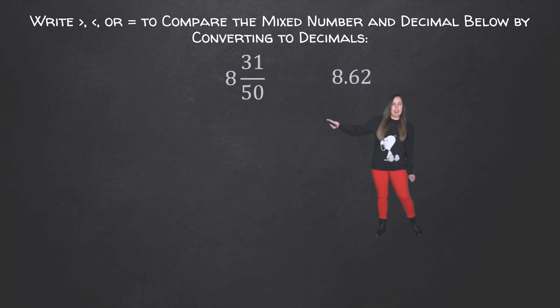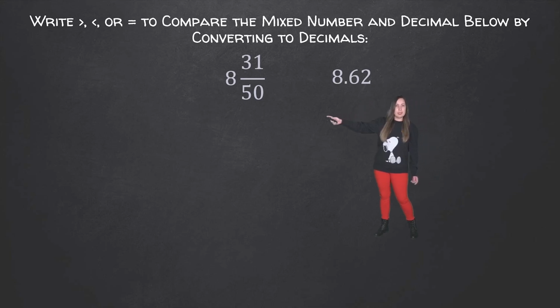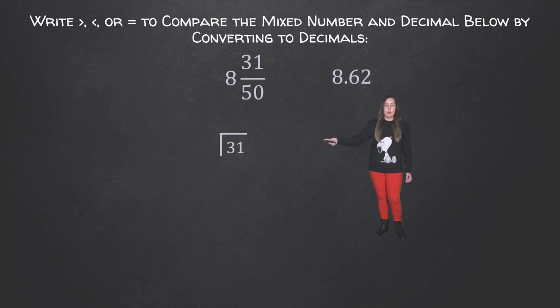So here we have 8 and 31 over 50 and 8 and 62/100. Now this one's already a decimal, so we're going to take our mixed number and convert it to a decimal. We're only going to start off by working with the fractions, so 31 over 50, which means 31 divided by 50. We take our numerator and divide it by our denominator in order to get the decimal.